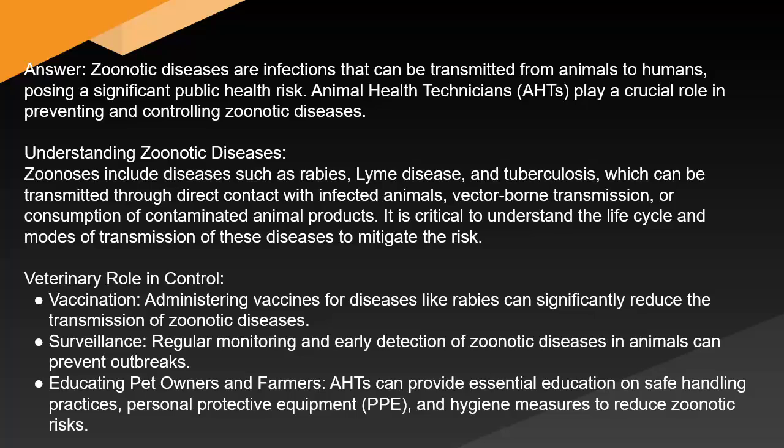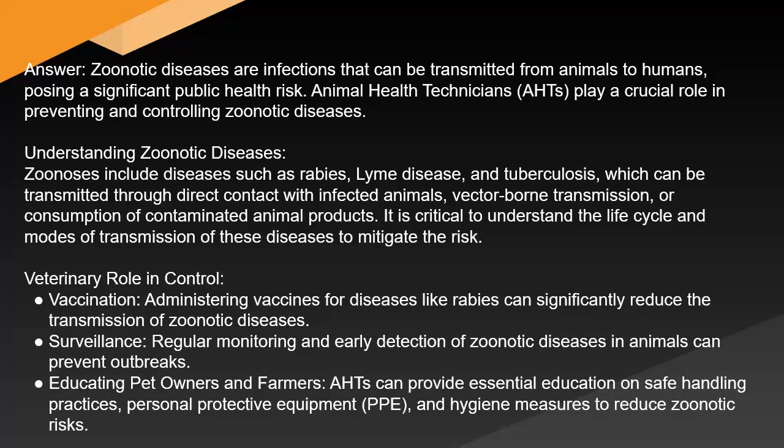Understanding zoonotic diseases. Zoonoses include diseases such as rabies, Lyme disease, and tuberculosis, which can be transmitted through direct contact with infected animals, vector-borne transmission, or consumption of contaminated animal products. It is critical to understand the life cycle and modes of transmission of these diseases to mitigate the risk. Veterinary role in control. Vaccination.